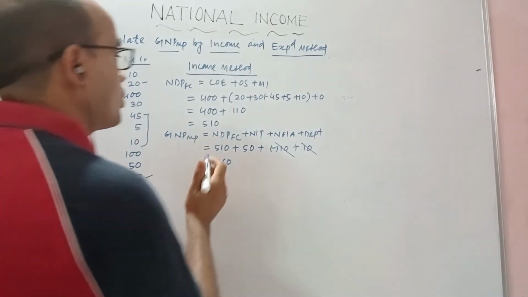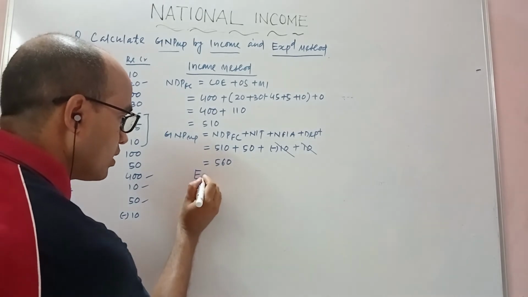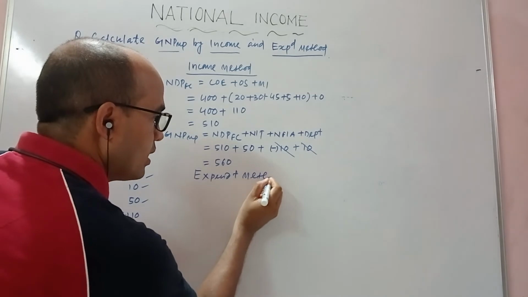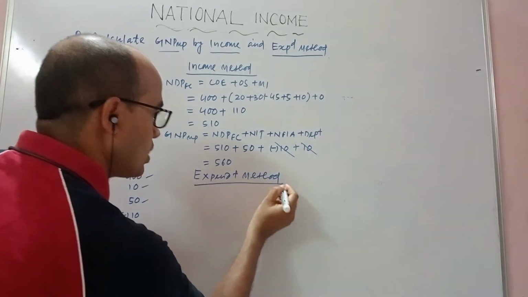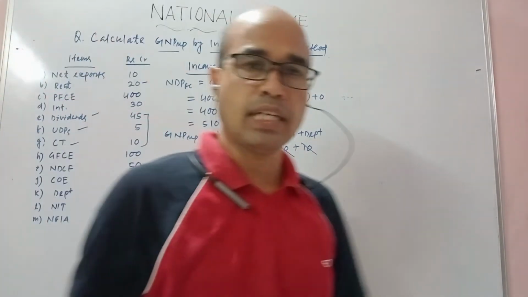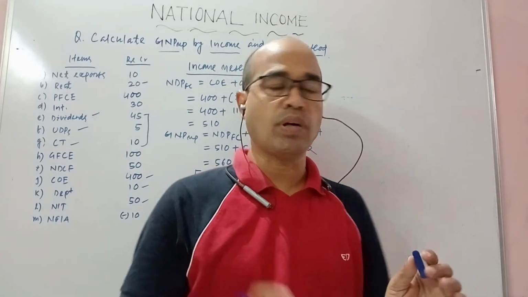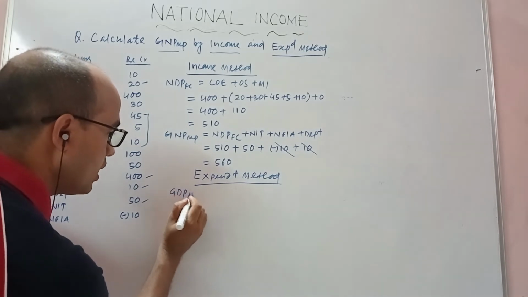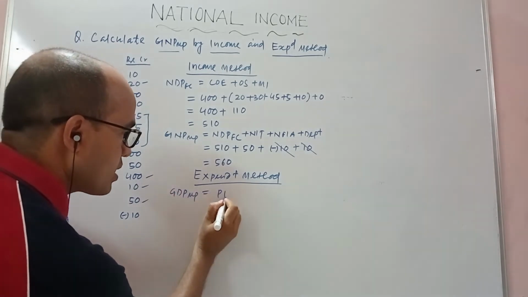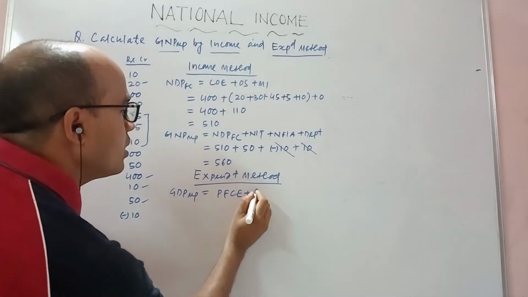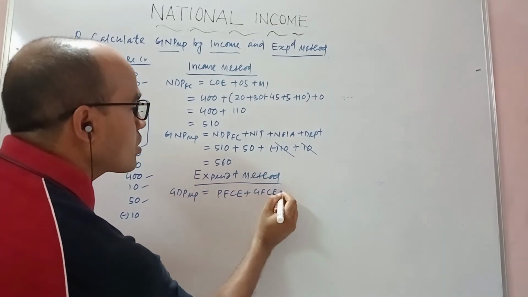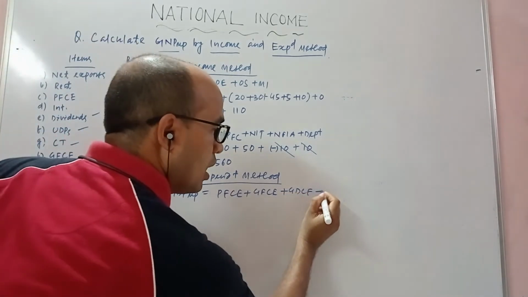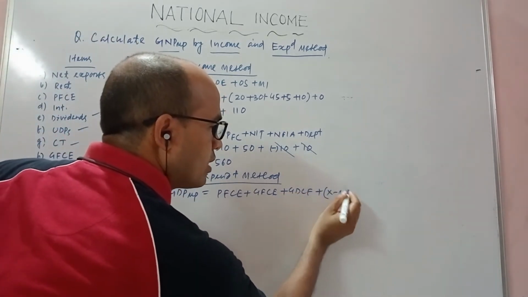Then come to the second one, the expenditure method. By the expenditure method, you calculate the value of GNPMP. Dear students, remember that whatever may be the method, your answer should be equal. Now under this method, you calculate GDPMP: PFC plus GFC plus GDCF. I already taught this, you can go through my second or third video, and after that net export.